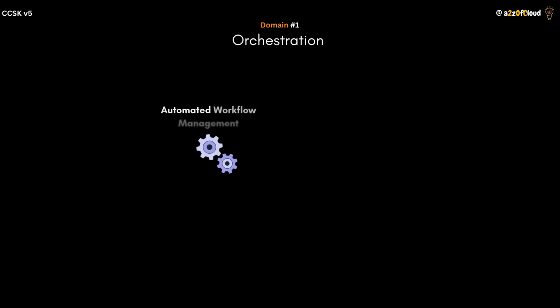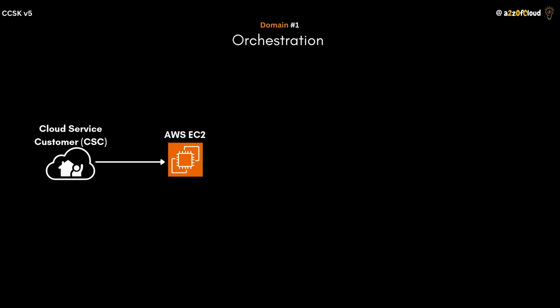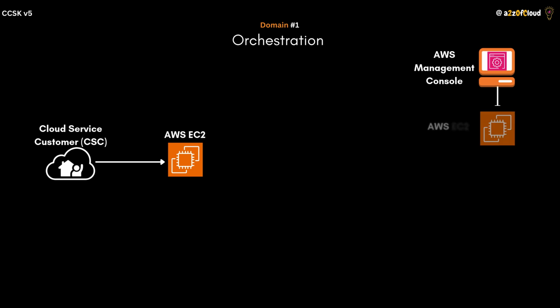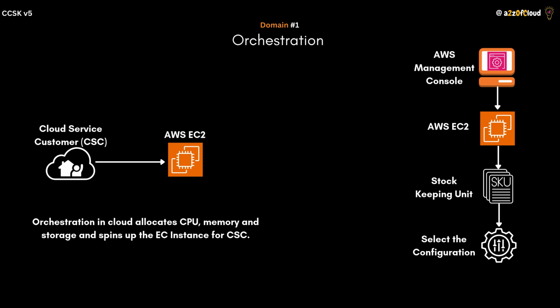Orchestration refers to the automated coordination and management of cloud services and workflows. It automates repetitive tasks and processes, reducing human intervention. Let's explain orchestration using an example. A cloud service customer wants to spin up an EC2 instance in AWS. They log into the AWS Management Console, select the EC2 service, choose the SKU, specify the configuration required, and hit the OK button. Allocating CPU cycles, memory, storage, and spinning up the EC2 instance is all orchestrated.